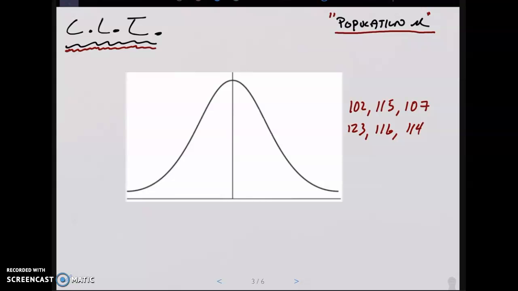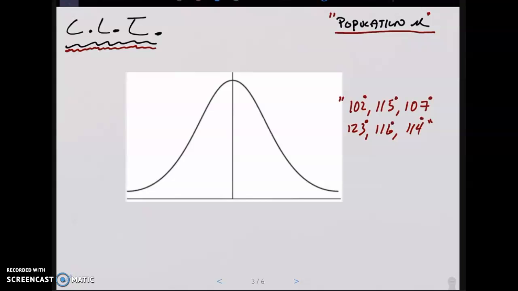We need to find the average of the sample and then use that sample to estimate the average of the population. They do this in polling all the time. You guys have probably seen that. So let's say I'm making some chili and I want to test how hot the chili is. So I take 1, 2, 3, 4, 5, 6 random samples. I got 102, 115, 107. These are all in degrees, 123, 116, and 114.